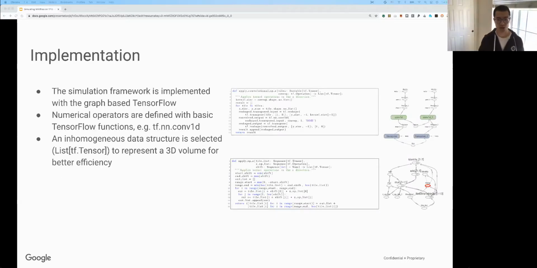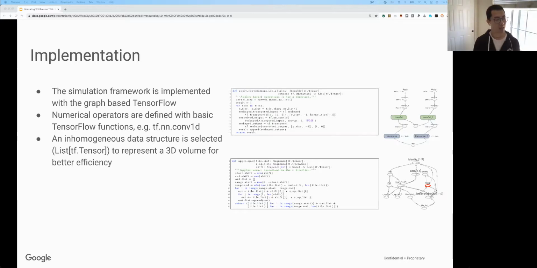Here we show how we implement our CFD solver. The entire simulation framework is implemented using TensorFlow, and the numerical operators are defined with basic TensorFlow operations, such as the convolution 1D, which appears very commonly in machine learning neural networks. To best utilize the efficiency of the TPU, we adopt a unique data structure for the 3D tensor, where we choose a Python list of TensorFlow tensors. Each TensorFlow tensor is a 2-dimensional tensor that represents the space in the horizontal directions, the X and Y directions respectively, and the list runs along the Z direction, which is the vertical direction in the 3D fluid flow.